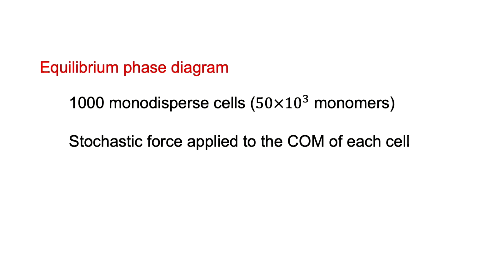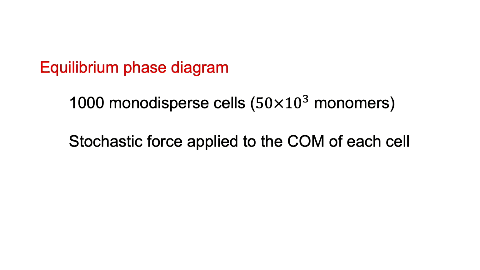Okay, so the equilibrium phase diagram. What we're going to do is a very standard thing. We have a system of 1,000 cells, each of them with 50 monomers, and we apply a stochastic force to the center of mass, and then essentially we do Langevin dynamics. We ensure that we are in equilibrium, so a long enough simulation, and then we characterize the phase.